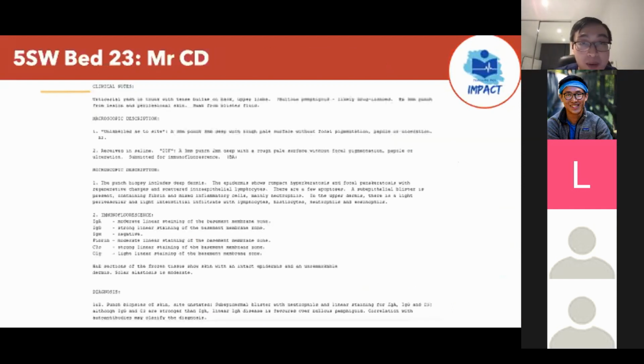But the skin biopsy was done by the dermatology registrar, and this is the report. Hopefully you can read that. But on the bottom, it gives us a diagnosis not of bullous pemphigoid, but of a condition called linear IgA bullous dermatosis, or LABD, otherwise known as linear IgA disease.